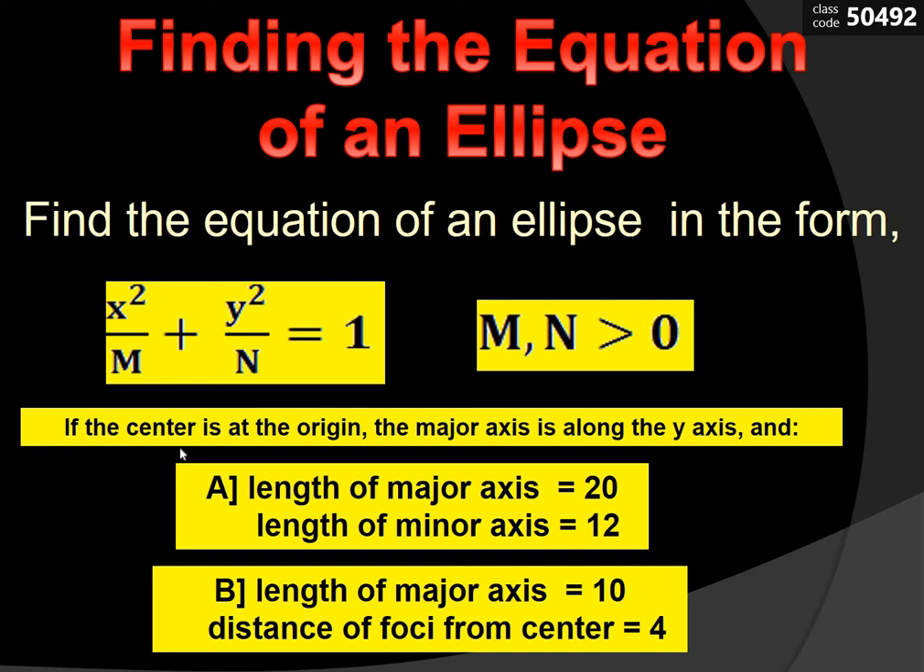Okay, in this case, if the center is at the origin, the major axis is along the y-axis. Remember that. If the center is at the origin, the major axis is along the y-axis. And condition number 1, you are given the length of the major axis, which is 20, and the length of the minor axis, which is 12. And for letter B, length of major axis is 10, and the distance of foci from center is 4. Okay, let's see.